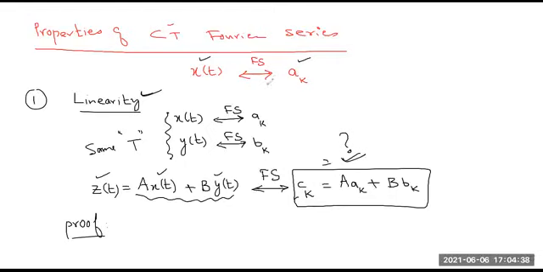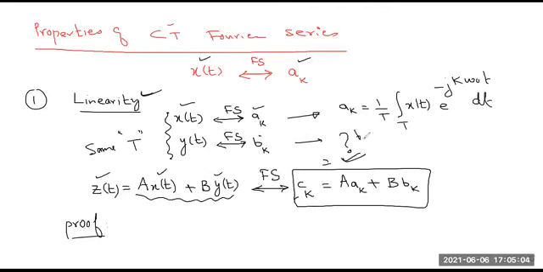So we already know the relationship between a sub k and x of t. a sub k will be equal to 1 over T, integration over 1 period, x of t e to the power minus jk omega naught t dt. Similarly, what is the relationship between b sub k and y of t? b sub k is equal to 1 over T, integration over 1 period, y of t e to the power minus jk omega naught t dt.